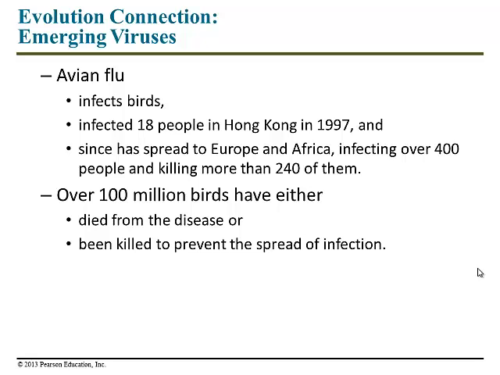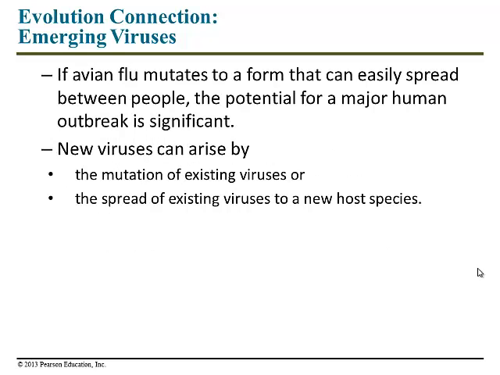Over 100 billion birds either died from the disease or were killed to do what? Prevent the spread. So avian flu can mutate to form something that can spread very easily to people, and then the potential for a major outbreak in humans is significant.